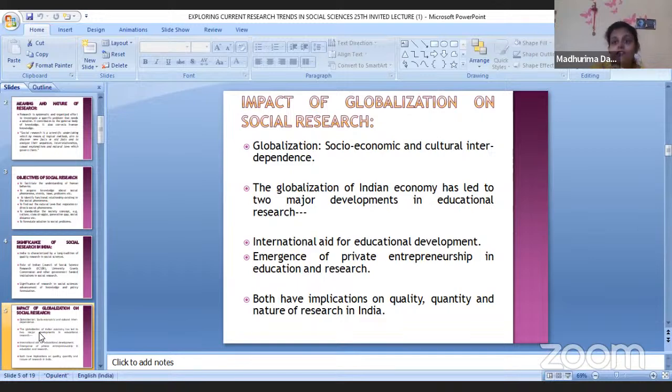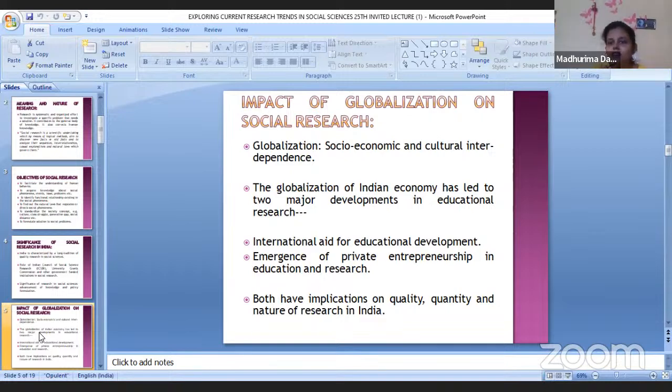What are they? Firstly, international help for educational development. That means for the proper development of education and research, international help is very much required. It is a prerequisite. Only help from national organizations will not do. Any kind of international aid is prima facie important. And secondly, the emergence of private entrepreneurship. That is, private consultancy firms are coming into existence. Now they are taking hold of education and research.